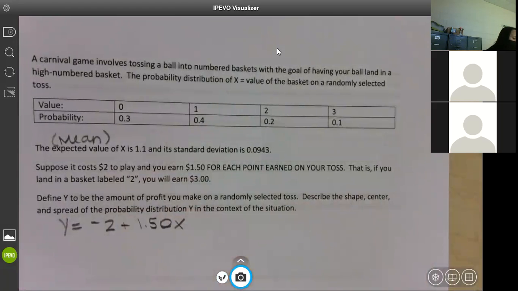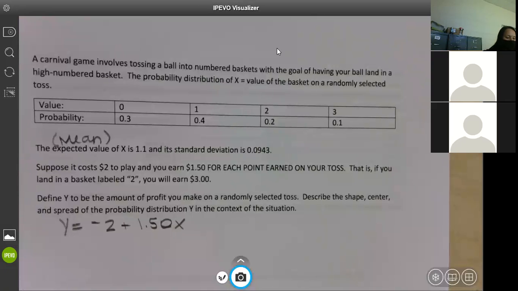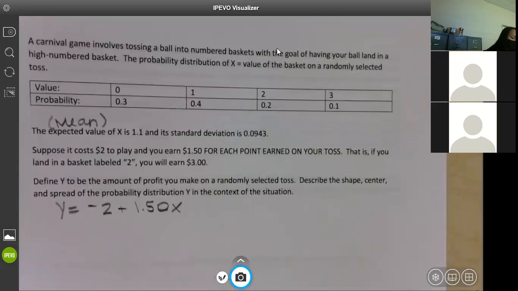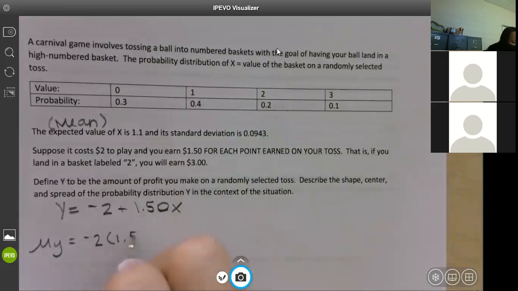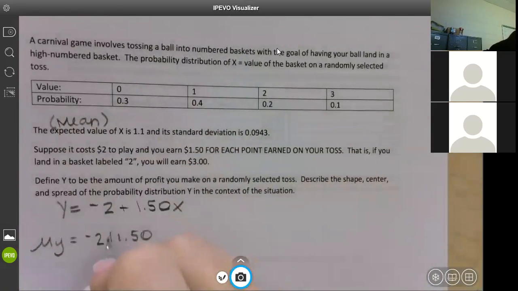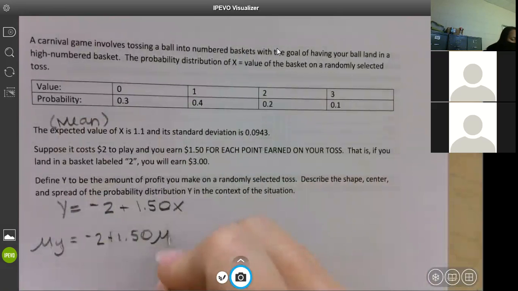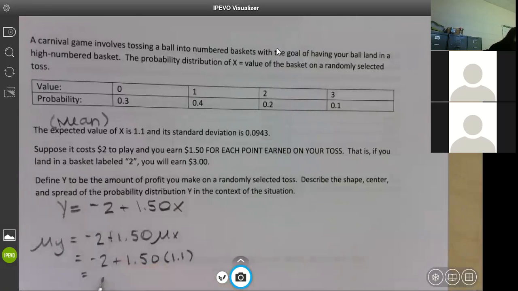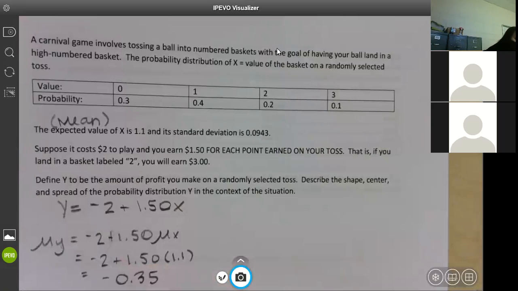All right. We're going to go ahead and find our mean and standard deviation, and then we're going to talk about the probability distribution, okay? So how do we find our mean? But what's your X? If we're looking for the mean Y, remember this is going to be the mean X. Which gives you negative 0.35.